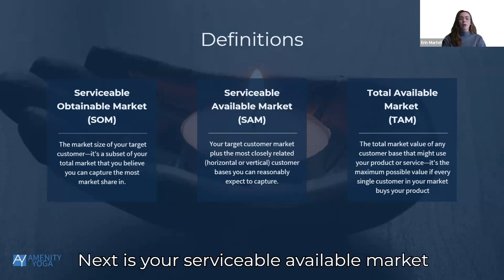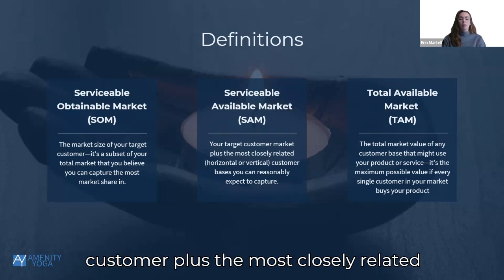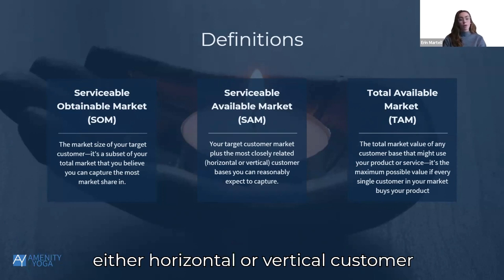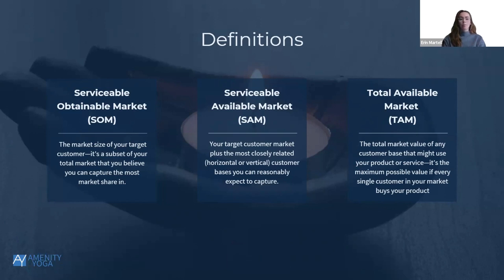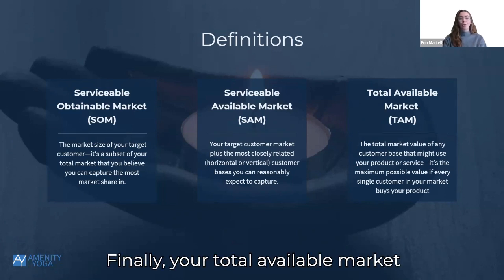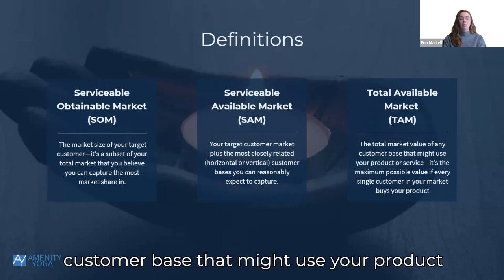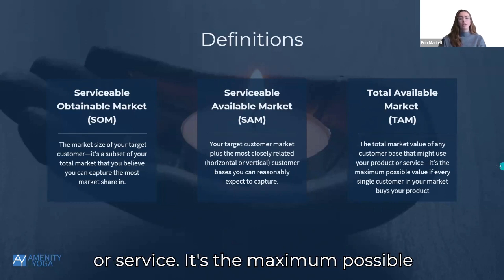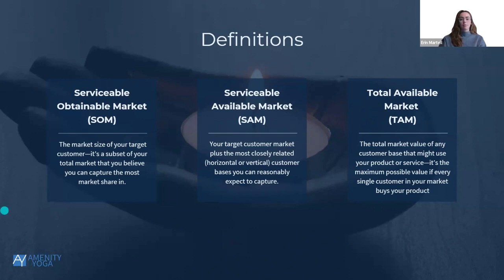Next is your Serviceable Available Market, or SAM, which includes your target customer plus the most closely related, either horizontal or vertical, customer bases you can reasonably expect to capture. Finally, your total available market represents the total market value of any customer base that might use your product or service. It's the maximum possible value if every single customer in your market bought your product.